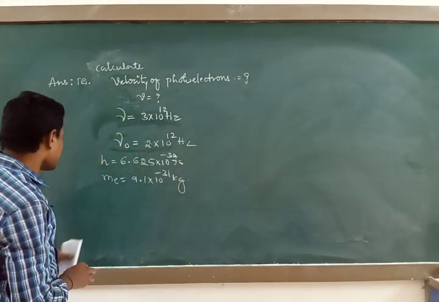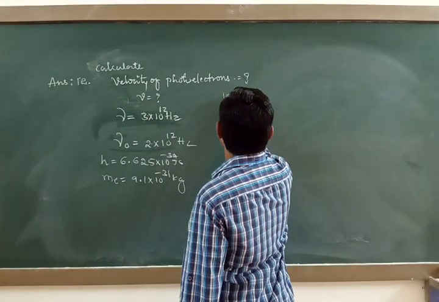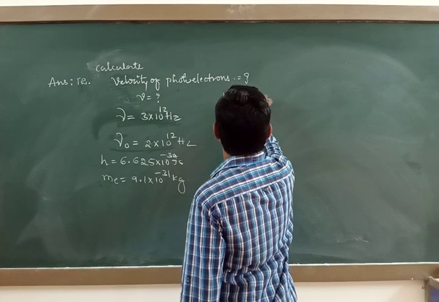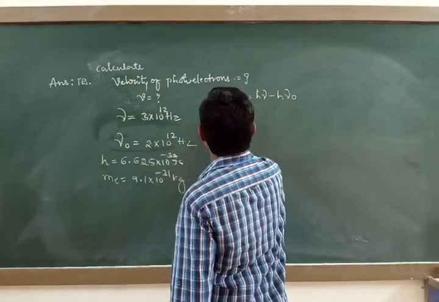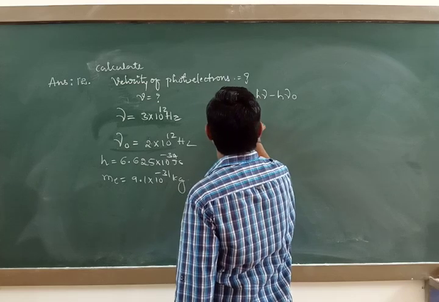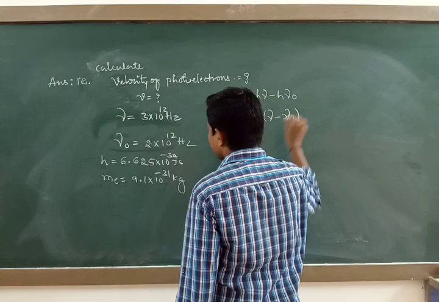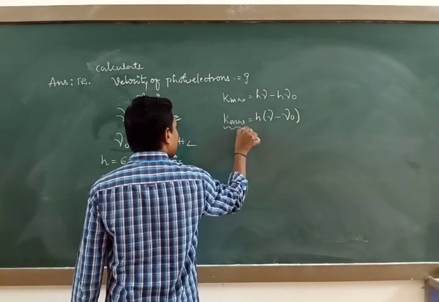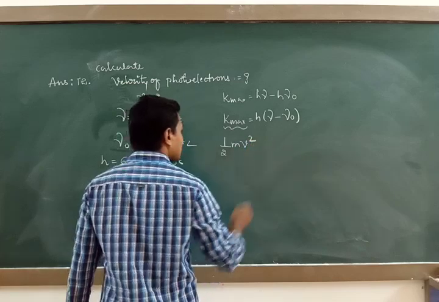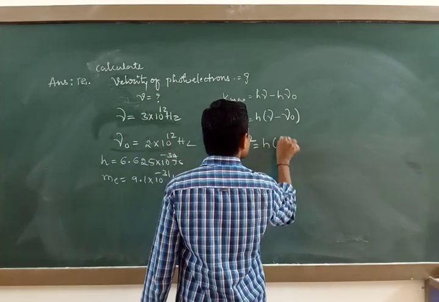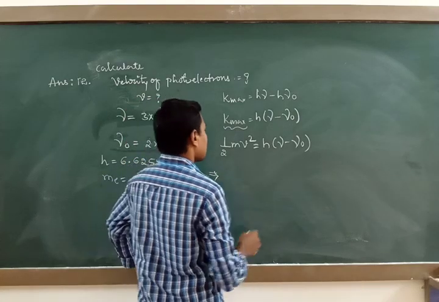So therefore which equation connects here? That is Einstein's photoelectric equation. So K max is equal to h nu minus h nu naught. So K max equal to h into nu minus nu naught. So what is K max? Half m v square is equal to h into nu minus nu naught. So first equation, simplify it.